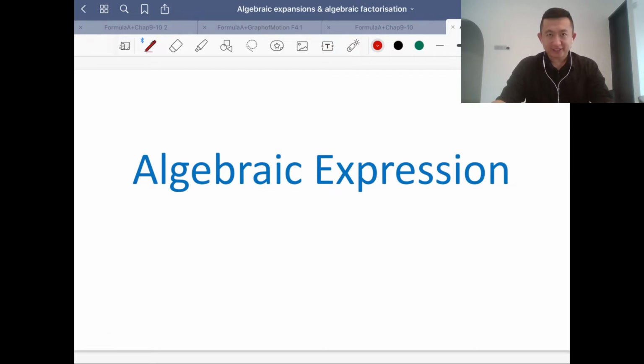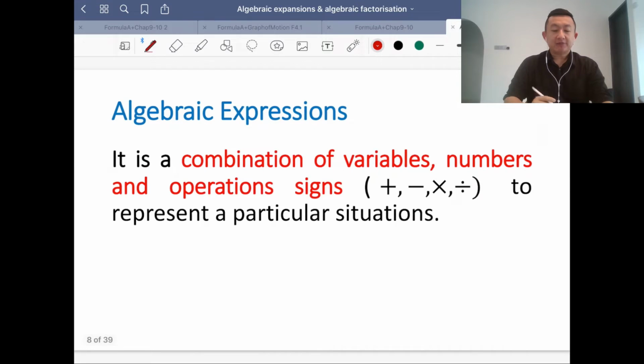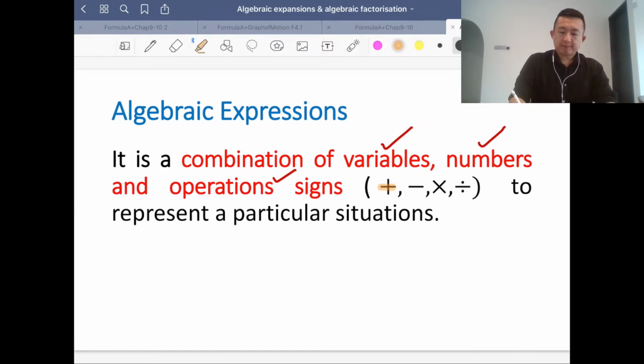Algebraic expressions. When you know about variable, you must know about expressions. An expression just combines the variable, the letters, with numbers and an operation sign, the four arithmetic operations: plus, minus, multiply, and divide. So three things: algebraic expressions combine the variable, the letters, the numbers, and also the operations.